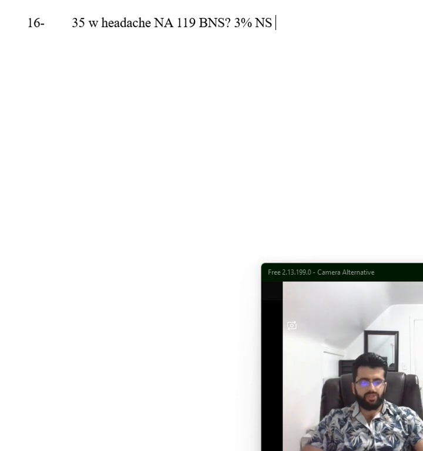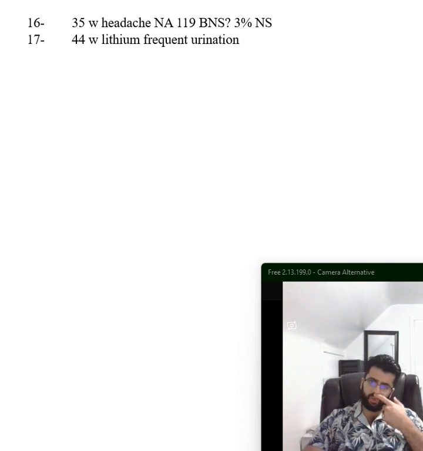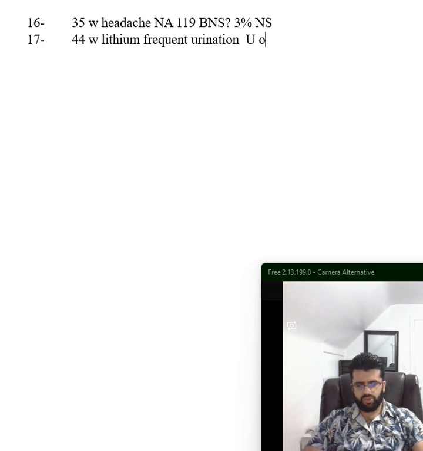Okay, this is an interesting case. A 44-year-old woman on lithium. She really needs the lithium because of bipolar disorder. She came in because of frequent urination. You kind of see where this is heading. Okay, so now you're smart, you know what to do. You check urine osmolarity. It's 300.